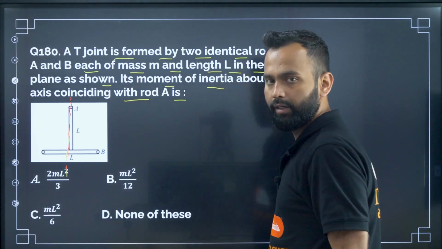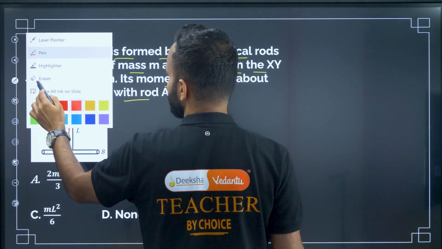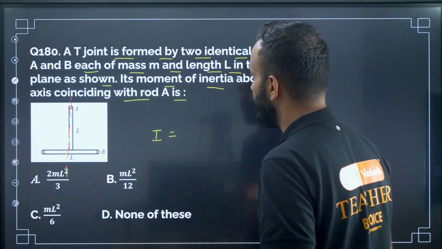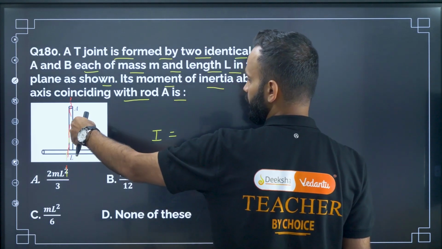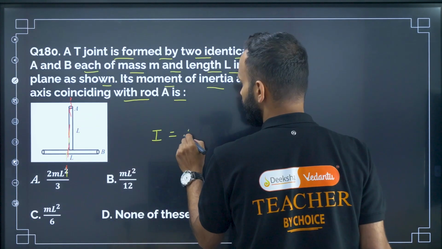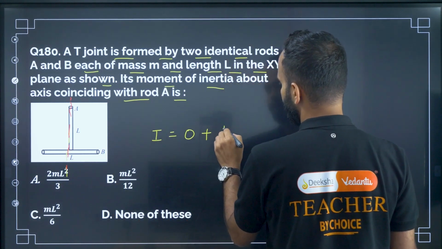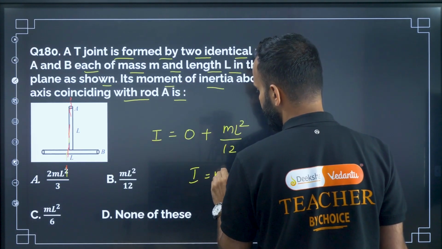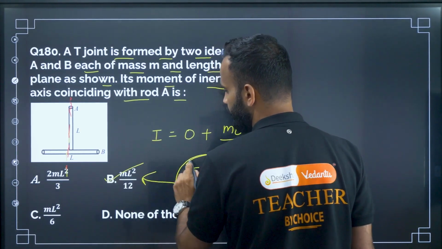So moment of inertia about the axis coinciding with rod A, I is equal to the moment of inertia of the rod A, which will be 0, plus moment of inertia of the rod B about this axis, which will be ml square divided by 12. So I equals ml square divided by 12. That's it, a direct question. So option B is the correct answer.